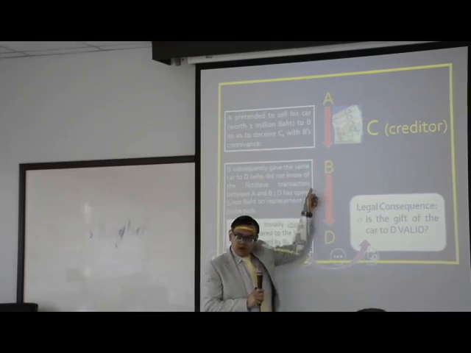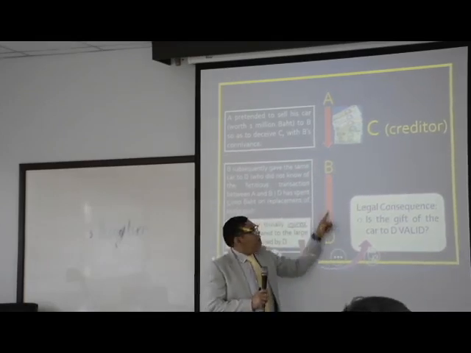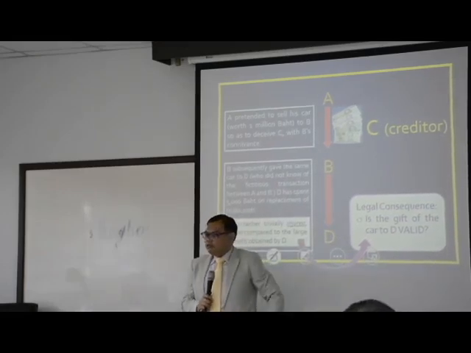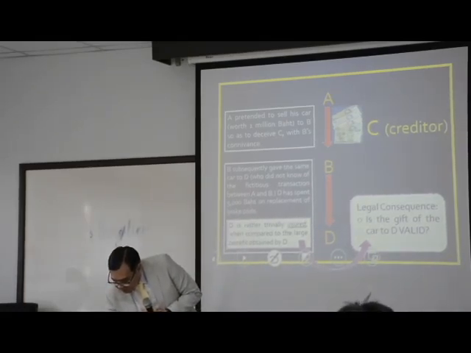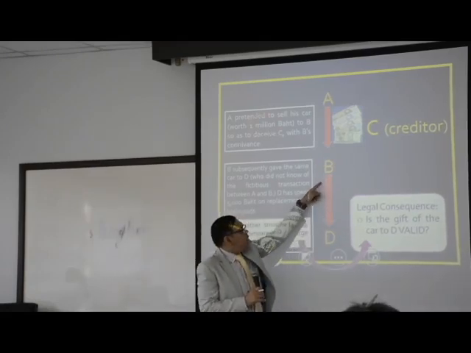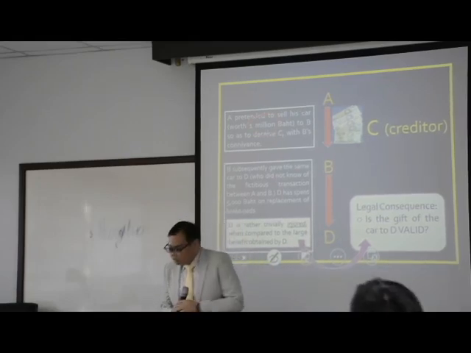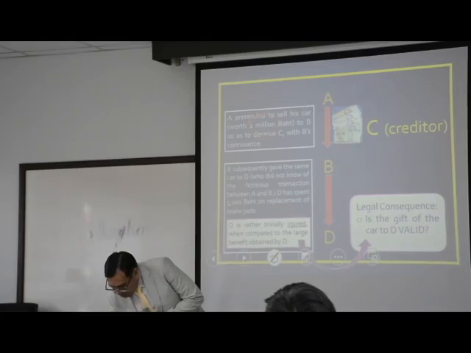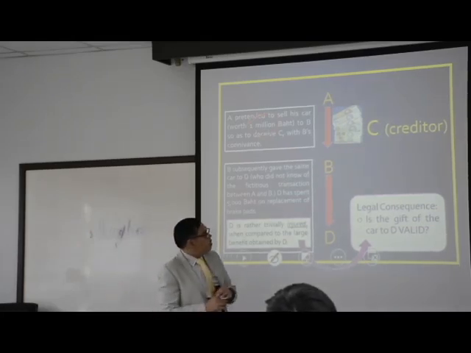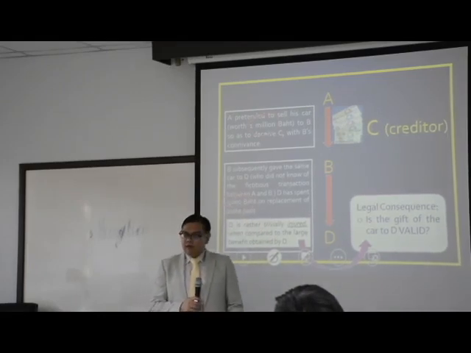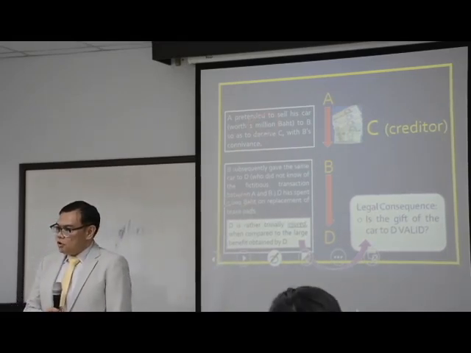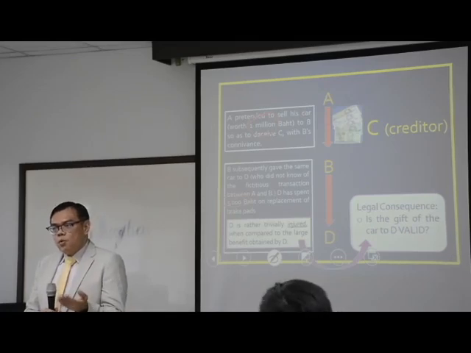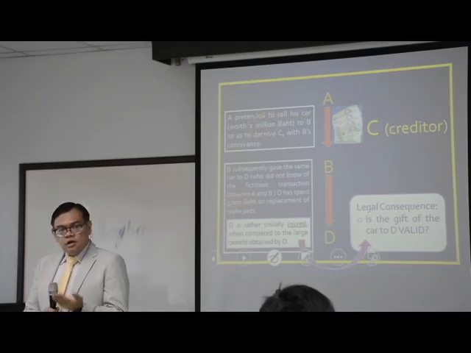B has given the car to D, but after D received the car from B, D spent, maybe this car is worth 1 million baht. But after B gave this car to D, D spent just 5,000 baht for the replacement of the brake pads, maybe because the brake pads were worn out. He spent just 5,000 baht, but he received a car worth 1 million baht. In this case, if we ask the question, is D injured?